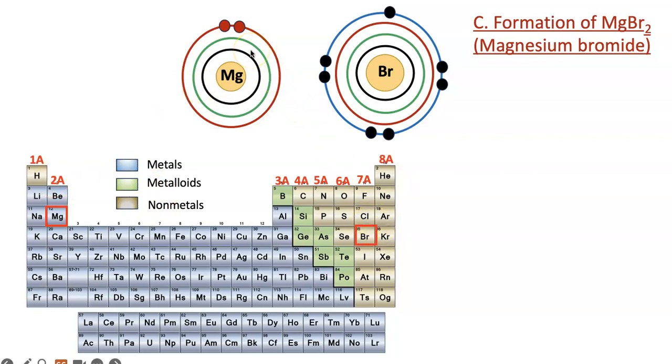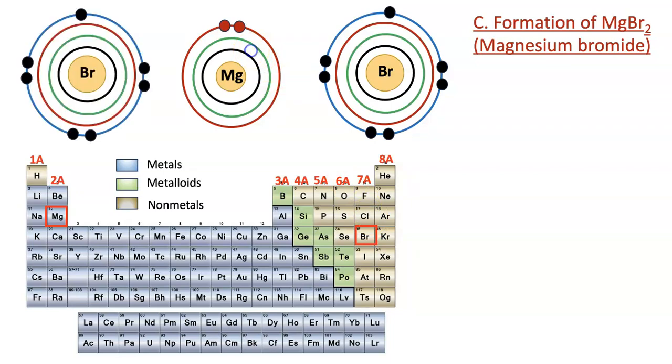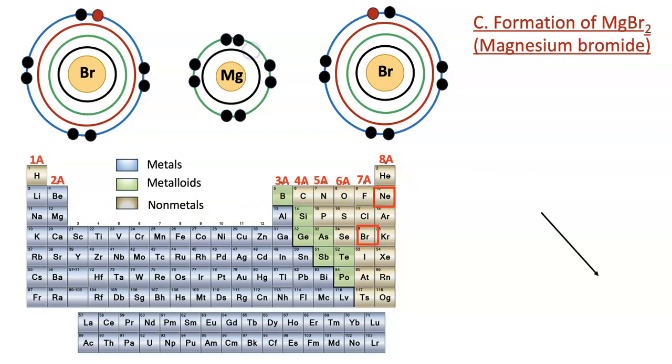Since magnesium is losing 2 electrons and bromine only takes 1 electron, you need 2 bromines to obtain the 2 electrons of a single magnesium. So here we go, losing electrons, and now the magnesium loses that and gains the valence electron configuration of the neon element, like that. And then chlorine gets the electron configuration of krypton. Sorry, bromine gets the electron configuration of krypton.